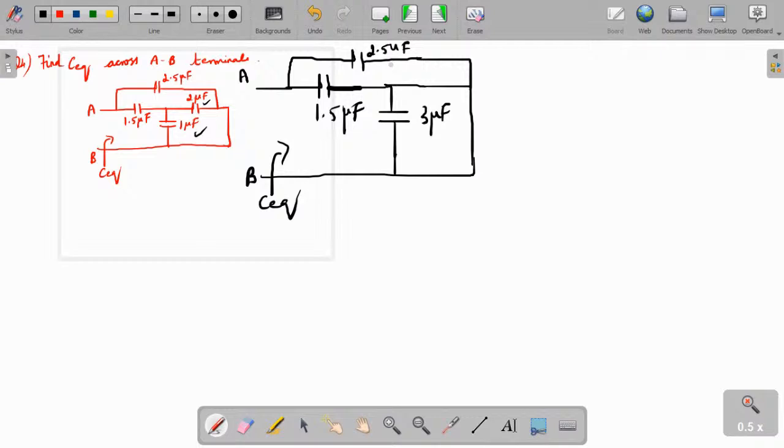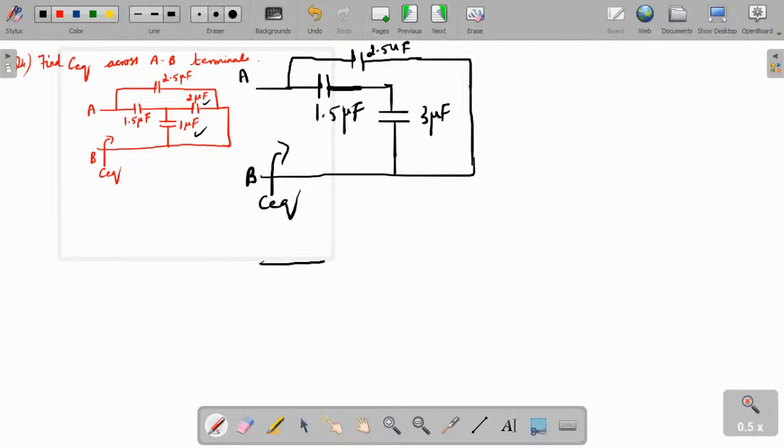Yes, next what about this 1 microfarad and 3 sorry, here you will not have a connection. Only these two. So I have simplified it here. So this is a separate network. Now this 1.5 microfarad and 3 microfarad are in series. So what is C equivalent? It will be 1.5 microfarad into 3 microfarad divided by 1.5 microfarad plus 3 microfarad.